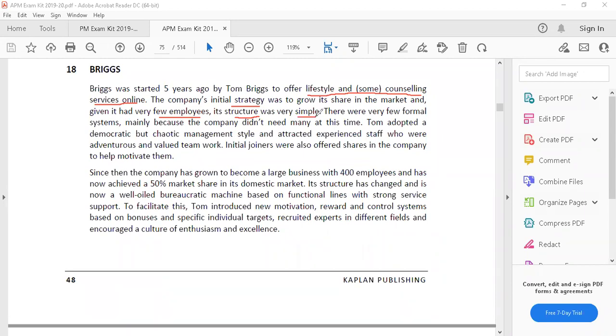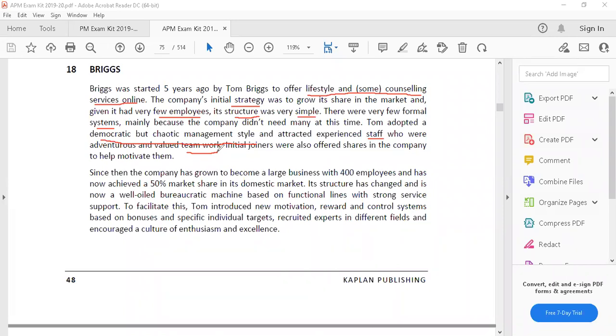There are very few formal systems, mainly because the company didn't need many at this time. Tom adopted a democratic but chaotic management style. So we also have style, and attracted experienced staff. The staff who were appointed were experienced, adventurous and valued teamwork. Teamwork talks about their shared values. Initial joiners were also offered shares in the company to help motivate them.